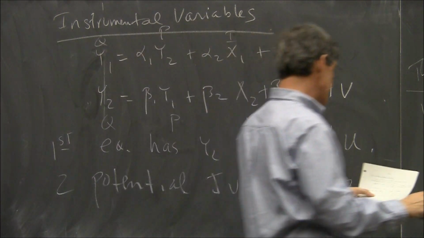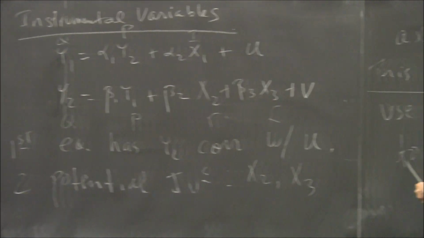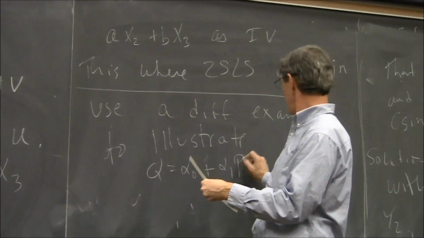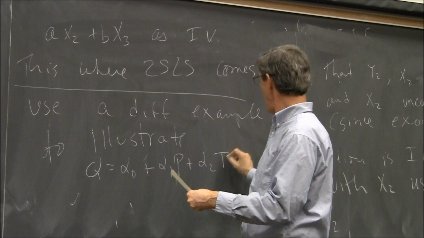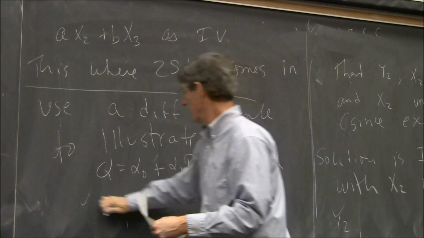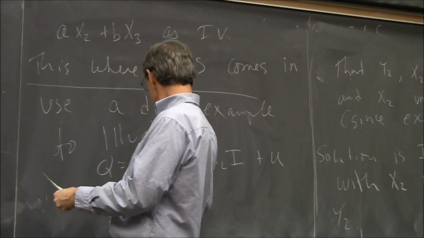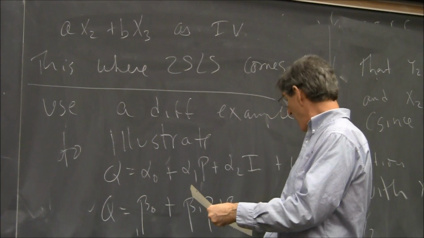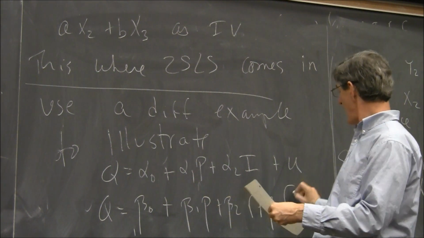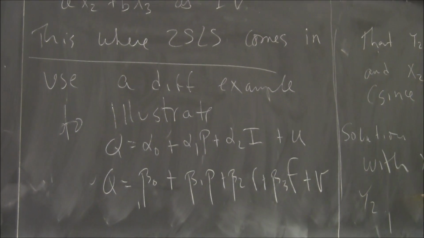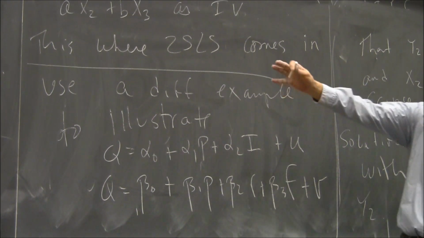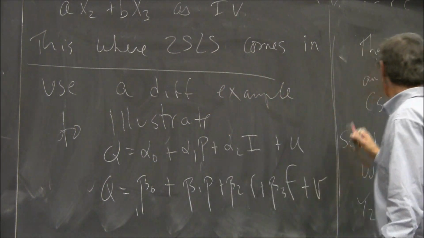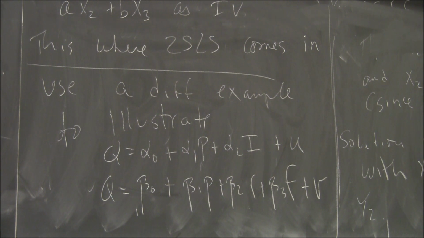So let's go back to this. Q equals alpha 0 plus alpha 1p plus alpha 2i plus u. And Q equals beta 0 plus beta 1p plus beta 2r plus beta 3f plus v. That's our model. It's really just that model that I wanted to go back to, the things we're more used to. Somehow getting the names seems to help.